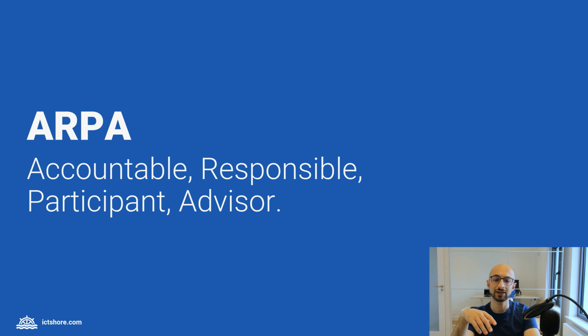ARPA is another variant of a RACI matrix that introduces one new role, the advisor. It simplifies the other roles a little bit, so we have the accountable, which is still the person owning the ultimate outcome and taking the blame, the responsible, the person doing the job, and the participant, which is someone who is either supporting or consulting. So he's providing either effort, skill, or material support, or he may be just providing consultation to the responsible and accountable. And then we have an advisor, which is not really like a consulted one.